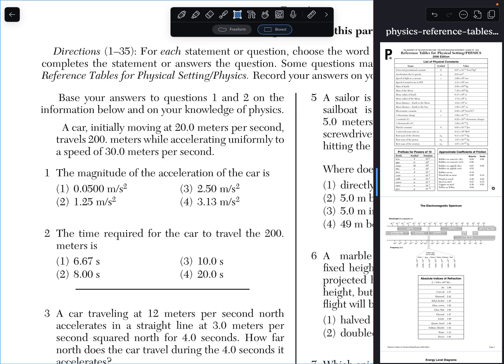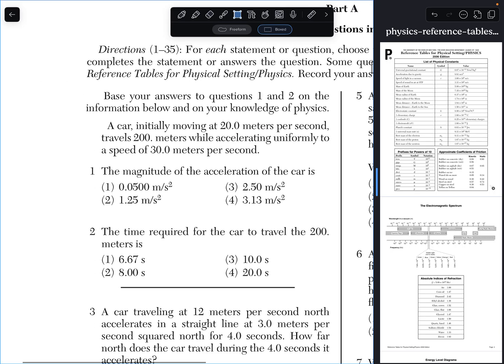Alright, base your answers to questions 1 and 2 on the information below and your knowledge of physics. A car initially moving at 20 meters per second travels 200 meters while accelerating uniformly to a speed of 30 meters per second. So we have the initial speed, that's going to be 20 meters per second, and it travels 200 meters, that's my distance. And then top speed, so that's going to be my final velocity. Actually, wait, let me read the question. The magnitude of the acceleration is, so the acceleration, that's what I'm being asked for here.